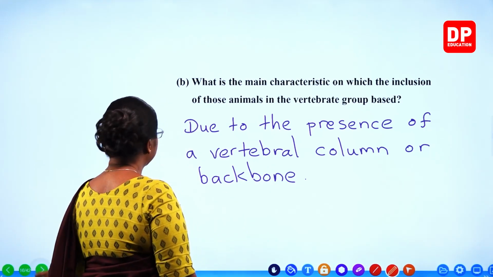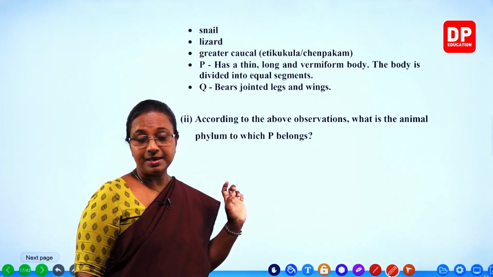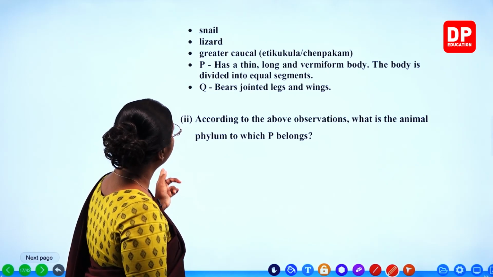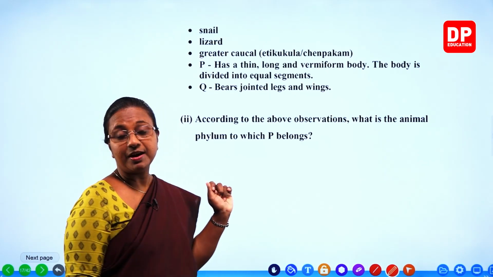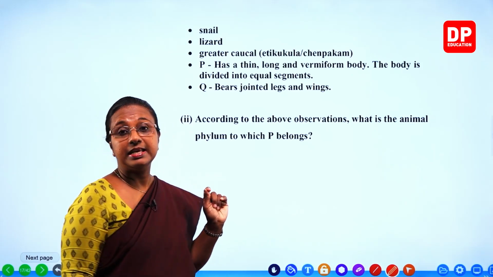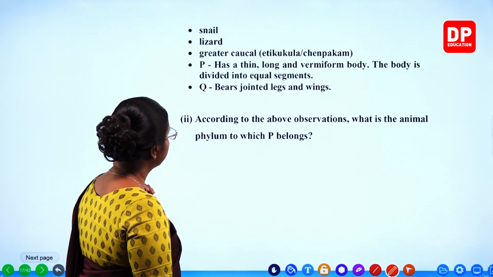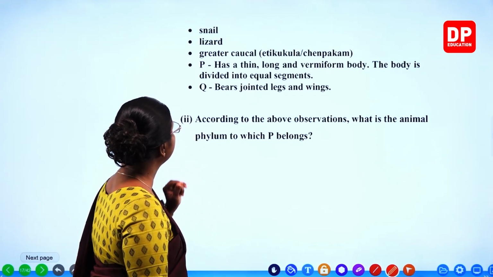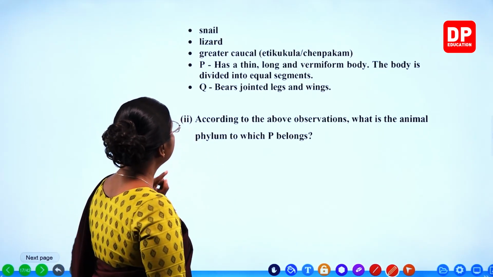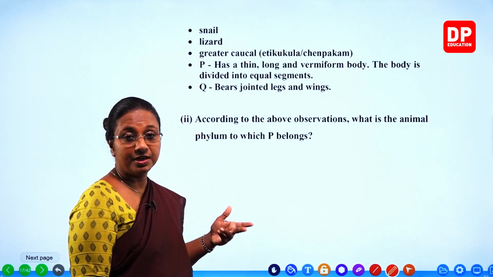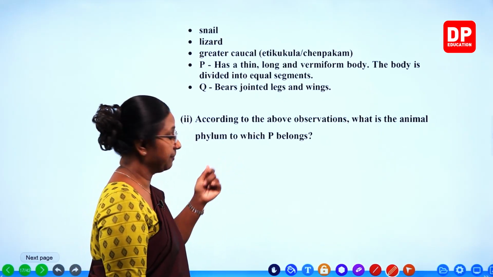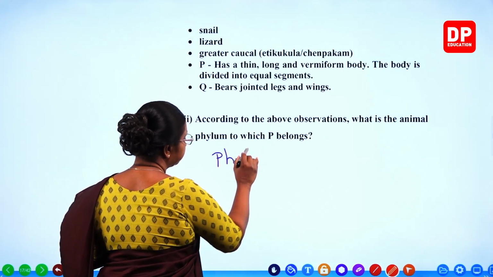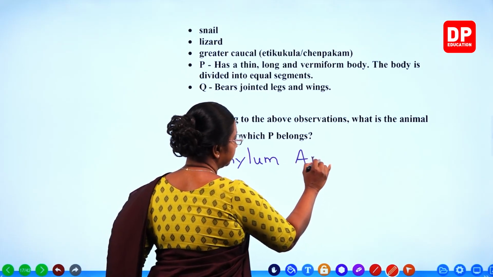So with that, the next question. Here also I have put the same animals so that it's easy for us to answer the question. Snail, lizard, greater cockle. Then P, we identified it as an annelid worm, and Q, it is an insect. The second question, according to the above observations, what is the animal phylum to which P belongs to? So P, we identified it as an annelid worm. So if they ask for the phylum, what is the phylum? It is phylum Annelida.